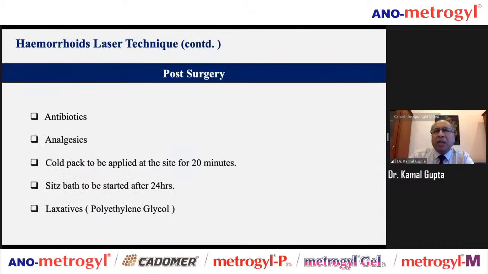Postoperative antibiotics, you can give a shot before and maybe in the evening. Analgesics routine, we just use diclofenac. And cold pack, as I said, we keep it for 20 minutes. And next day, we ask the patient for sitz bath, and laxatives of your choice you can give.